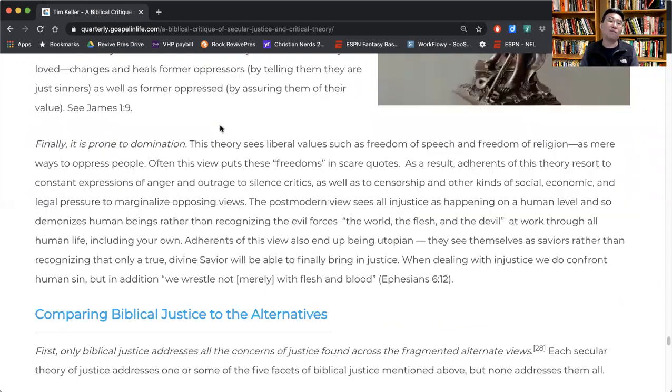And finally, and this one's really important, it is prone to domination. This theory sees liberal values such as freedom of speech and freedom of religion as mere ways to oppress people. And so this is why it's grabbing after power and domination. It's highly illiberal, highly intolerant. It's a straight-up threat to a free American society, but it's also a threat to just being able to be a human being, to be free and pray, or to think about God, or to question or have discussions about God. This is a real, serious threat.